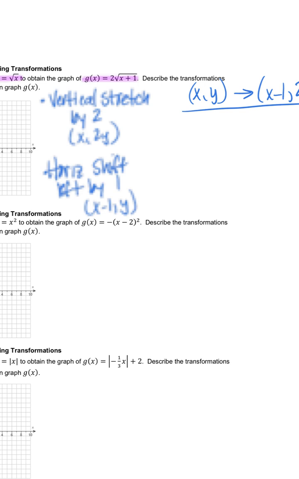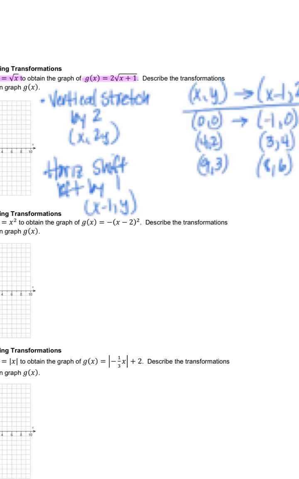All right, let's do 0, 0, 4, 2, 9, 3. No, let's just stick with these 3 points. All right, so let's convert them. So 0 minus 1 is minus 1, and 2 times 0 is still 0. 4 minus 1 is 3. 2 times 2 is 4. 9 minus 1 is 8. 3 times 2 is 6. So there's your new points.